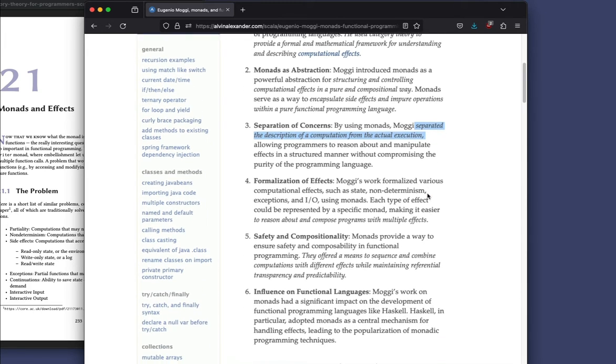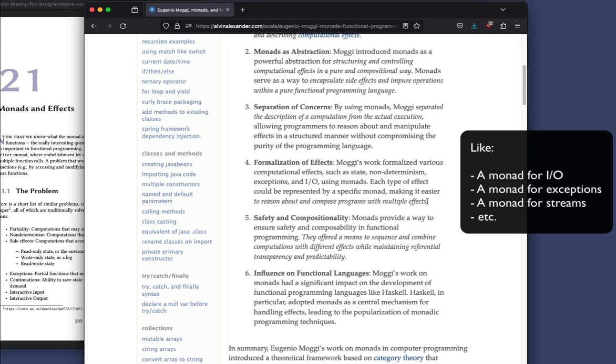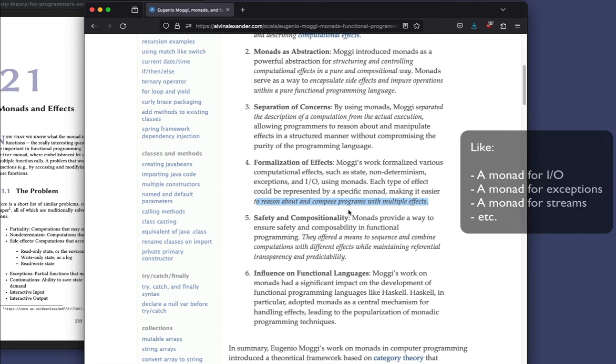And there's a couple of other important points here. So he formalized various computational effects, and what I've written here about these effects is the same type of information that you'll see over here in this book. And at the time, what they had was each type of effect could be represented by a specific monad. And then that was cool because it made it easier to reason about and compose programs with multiple effects. And you'll see composition is really important.